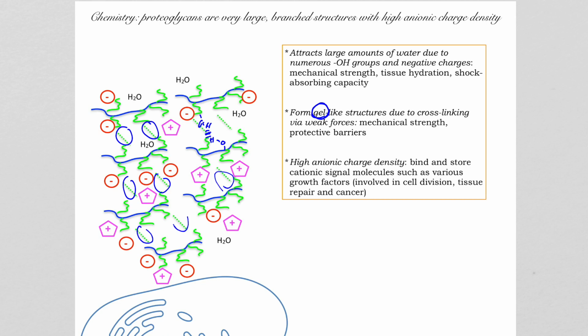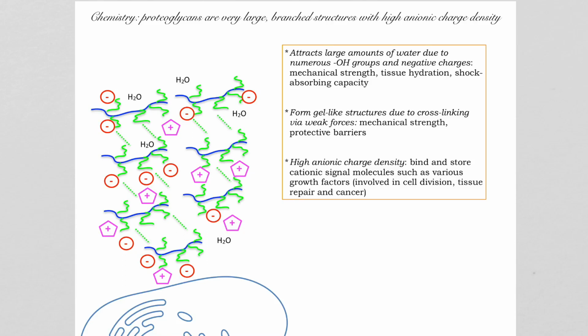Because of all this cross-linking by weak forces like hydrogen bonding, these proteoglycans can give the tissue a gel-like consistency, and that gives the tissue mechanical strength, and also acts as a protective barrier, because it's not easy for a microbe to cross through this gel to go over to the other side.